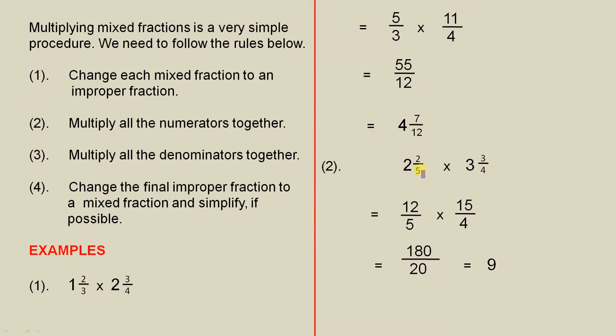The next one, 2 2/5 times 3 3/4. 2 2/5 is 12/5. 3 3/4 is 15/4. 12 times 15 is 180. 5 4s are 20. 180 divided by 20 gives us 9. Isn't that interesting? That turned out to be a whole number. Sometimes that happens.